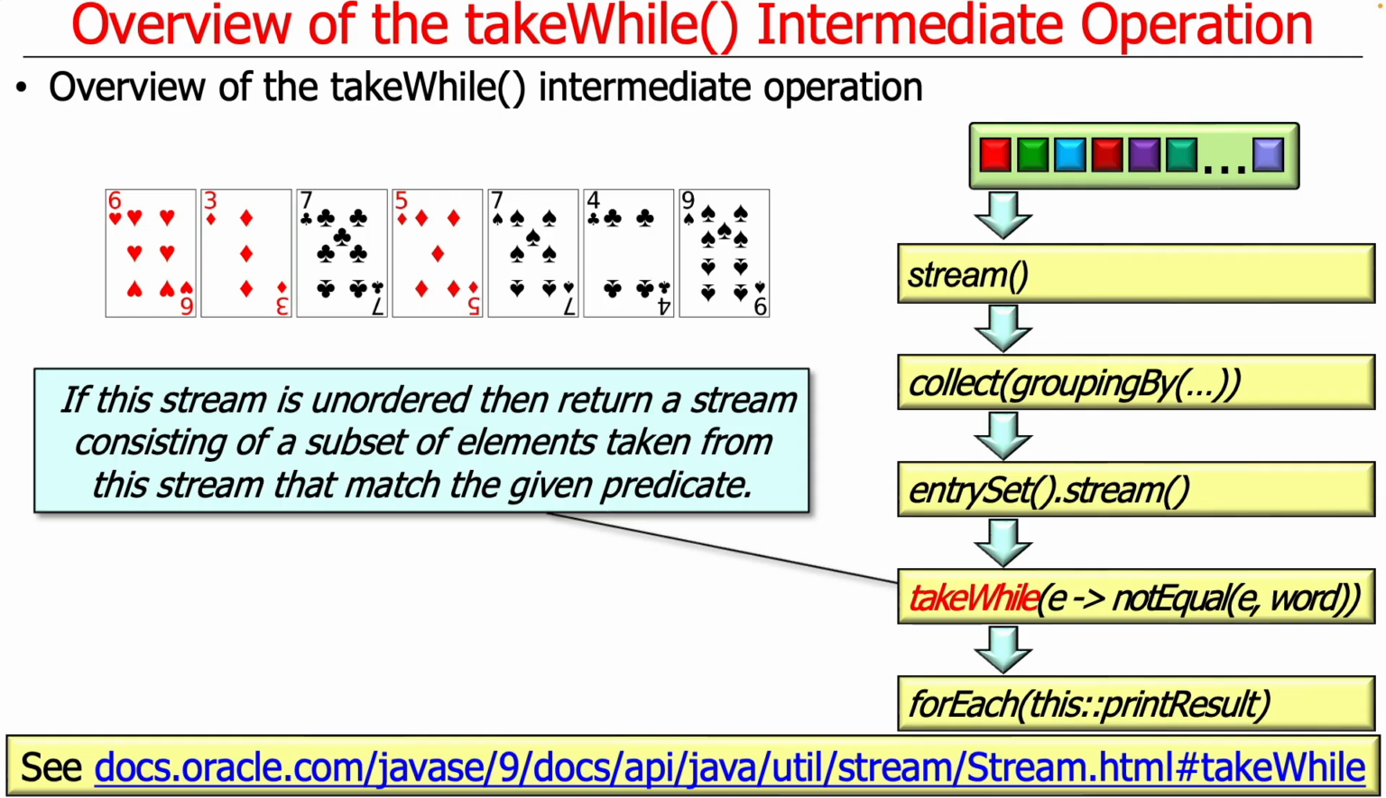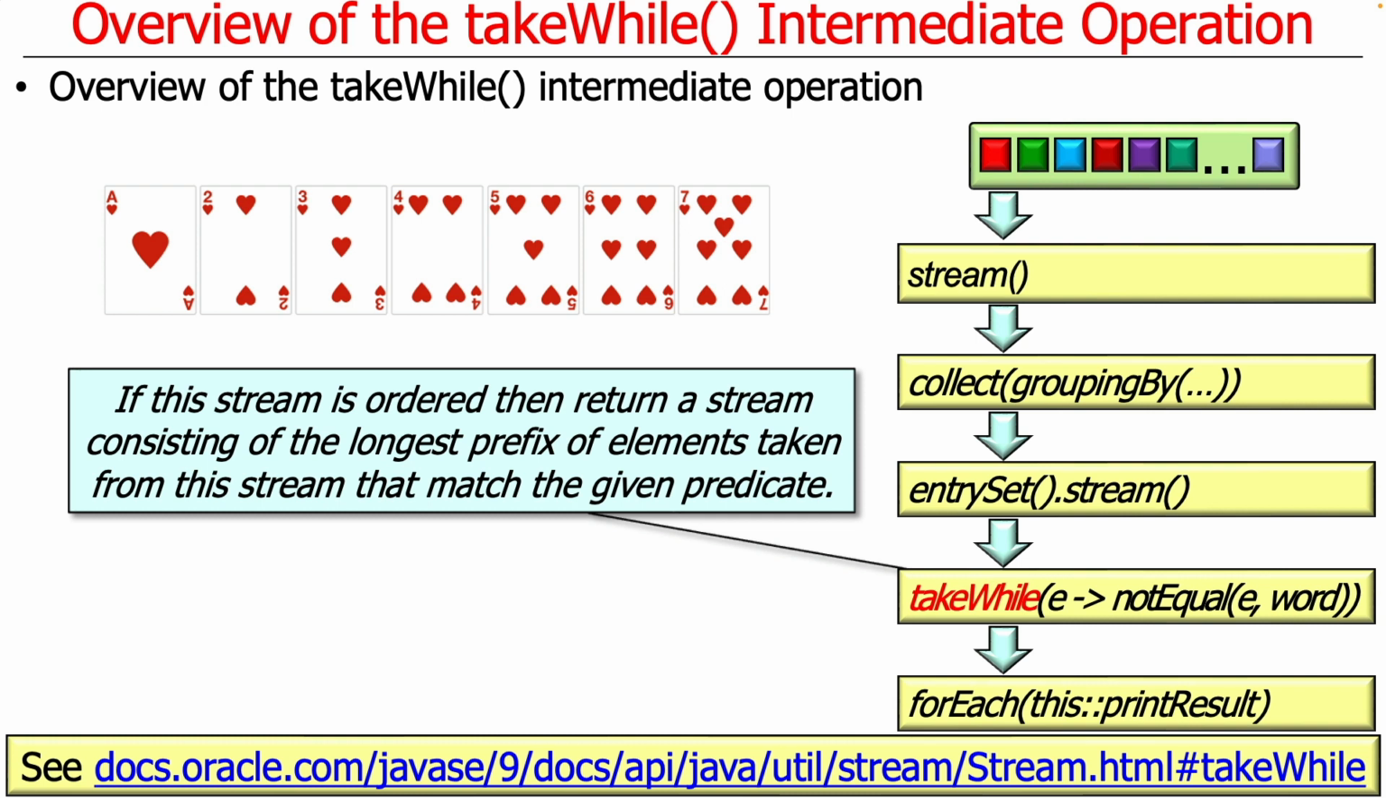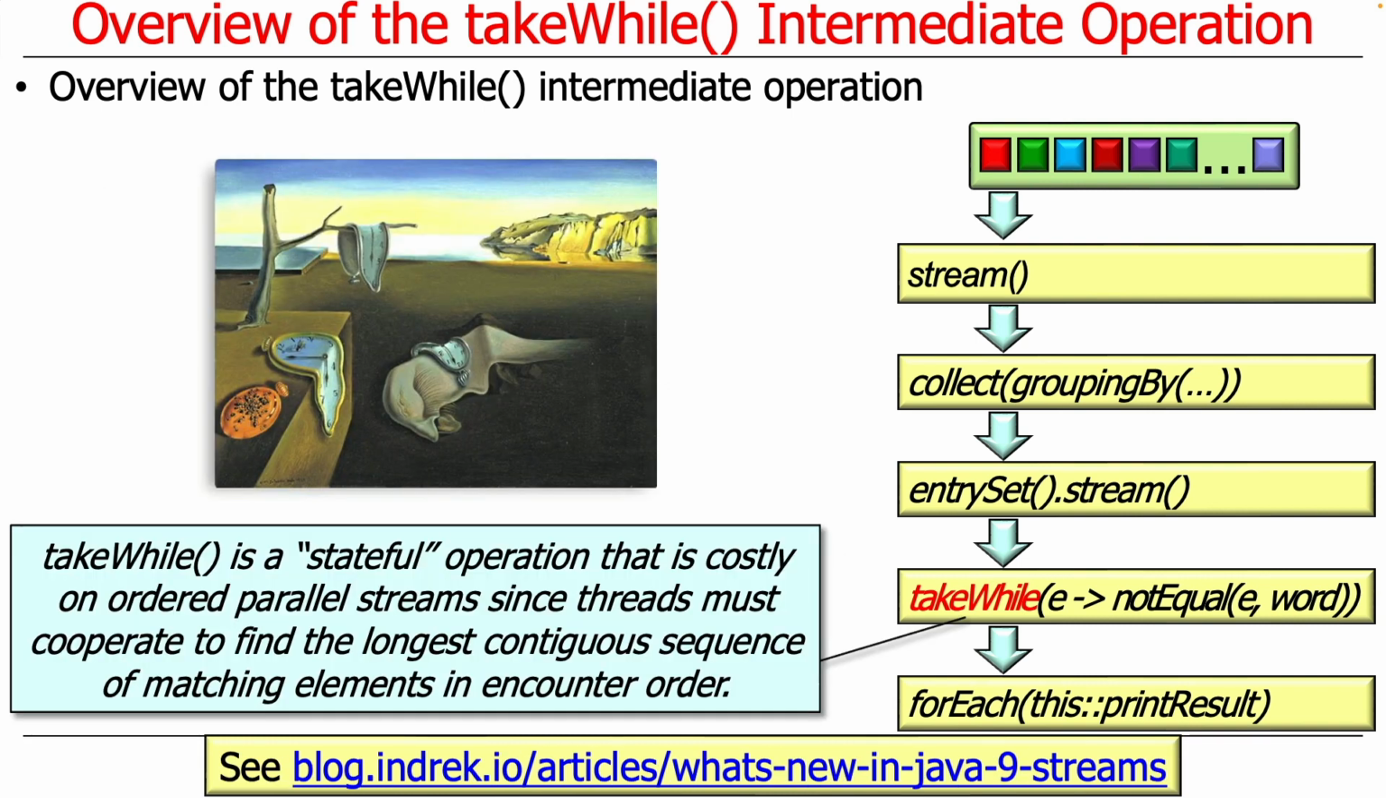So takeWhile is another operation. It is very much like dropWhile. It's a short-circuiting stateful operation. However, it behaves slightly differently. If the stream is unordered, it returns a stream consisting of the subset of elements taken from the stream that match the given predicate. So what it does is, as long as the predicate is true, it'll include the element in the stream that it's outputting. As soon as the predicate is false, no more emissions from that input stream. And there are also some issues about ordering here, and you have to be careful with parallel streams. So the long and the short of it is: avoid using parallel streams with ordered collections with takeWhile or dropWhile because they're really slow.